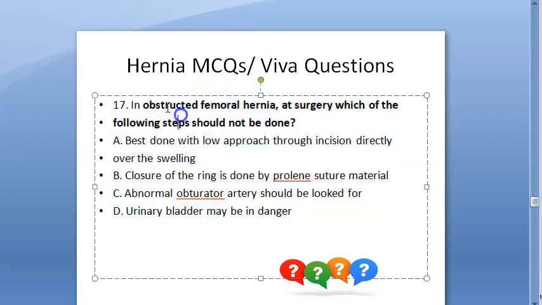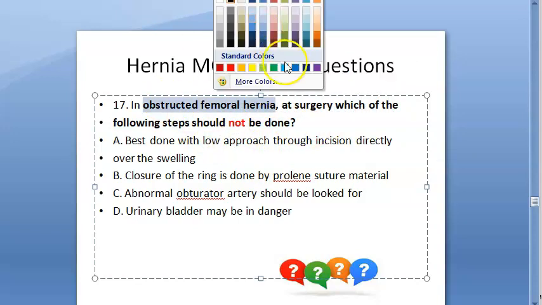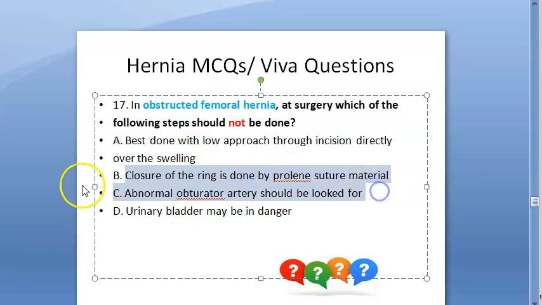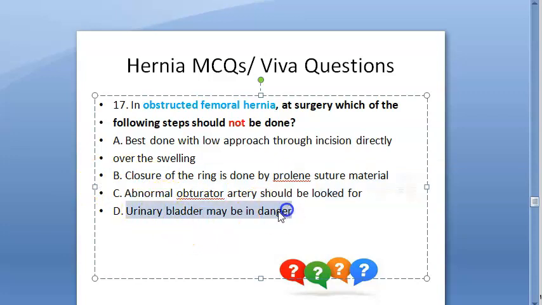In obstructed femoral hernia at surgery, which of the following steps should not be done? We're talking about an obstructed femoral hernia. Which step should not be done? Okay, look at all these options. So you will close the ring by Prolene suture. Abnormal obturator artery should be looked for. This we have already seen, that there is an artery anastomosis. Right, urinary bladder may be in danger. Sounds about okay, right?